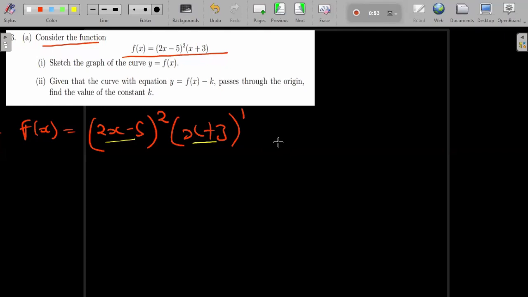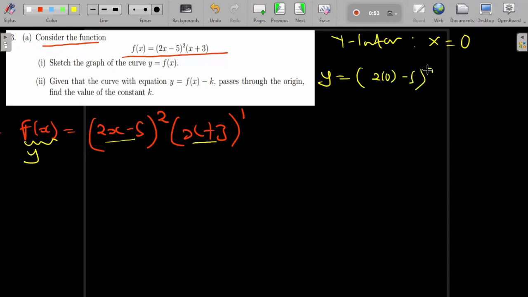So we said the first thing is to find the y-intercept and the x-intercept. So the y-intercept, it means that our x is equals to 0. Remember I said this f of x is the same as y. So y is going to be equals to, wherever there's x, we are putting 0. So that will be 2 multiplied by 0 minus 5 squared, and then 0 plus 3.